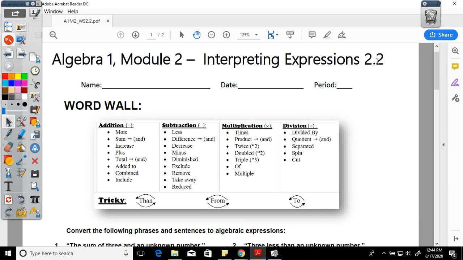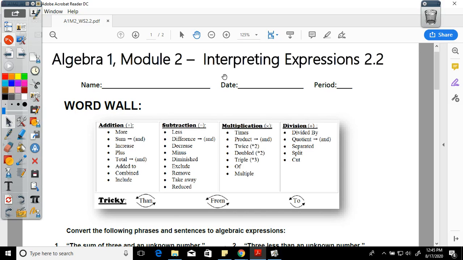Okay, so here we are, Module 2, Lesson 2. This is called Interpreting Expressions. There's no PowerPoint for this one because there's not really much to put in a PowerPoint. The best way to learn these or to teach these is just to get into them and do them. All right, so what you'll need now is you'll need to get out your worksheet. Algebra 1, Module 2, Interpreting Expressions, Worksheet 2.2.